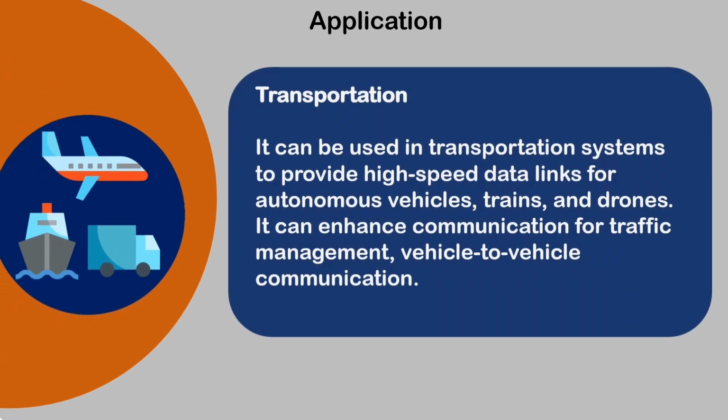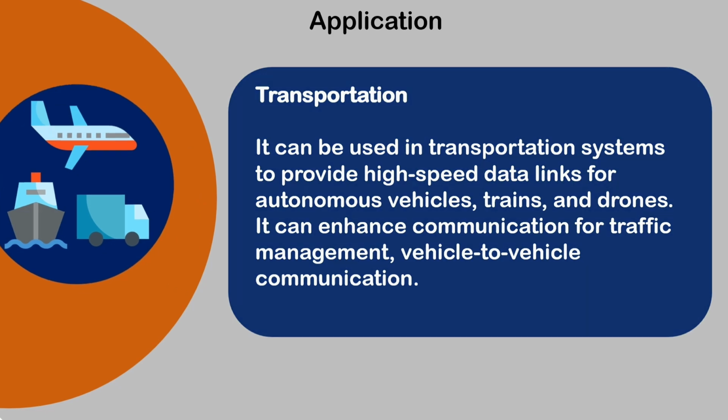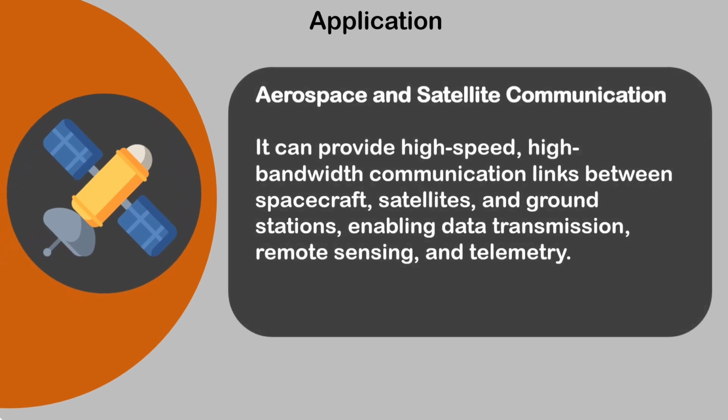Transportation. FSO can be used in transportation systems to provide high-speed data links for autonomous vehicles, trains, and drones. It can enhance communication for traffic management, vehicle-to-vehicle communication, and more. Aerospace and satellite communication. FSO can provide high-speed, high-bandwidth communication links between spacecraft, satellites, and ground stations, enabling data transmission, remote sensing, and telemetry.